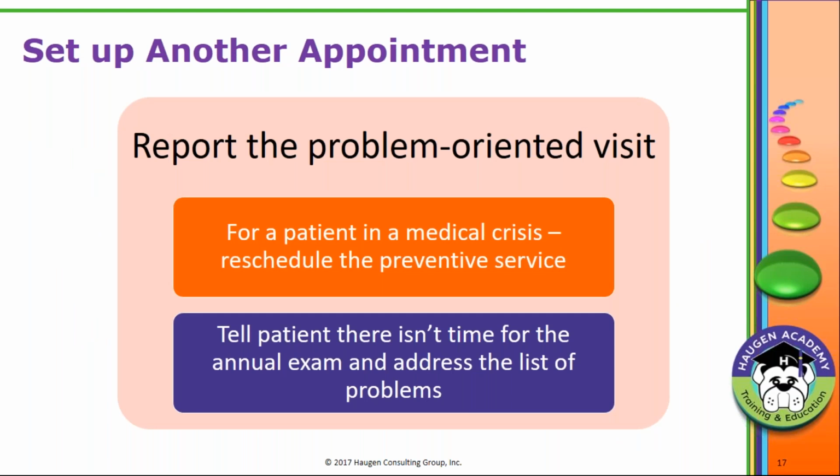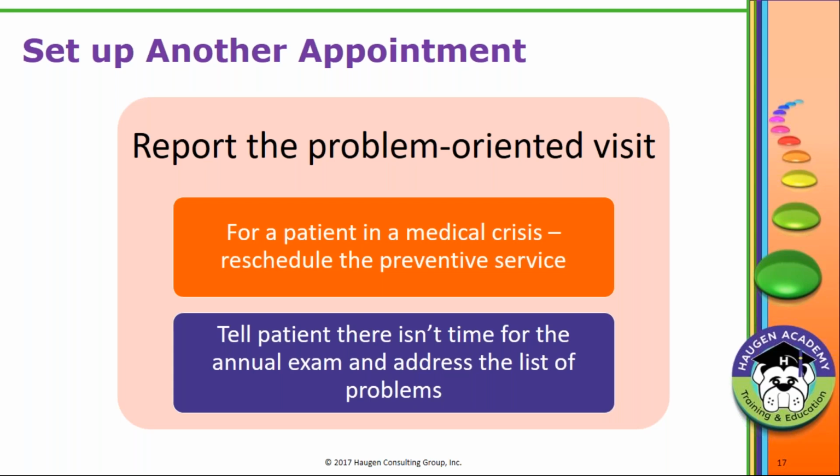The next option is to set up another appointment. You report the problem-oriented visit, and this is probably for a patient that's in a medical crisis or really needs attention right away. You're going to do the problem-oriented service and then reschedule the preventive visit. So this would be telling the patient there isn't going to be time for both.